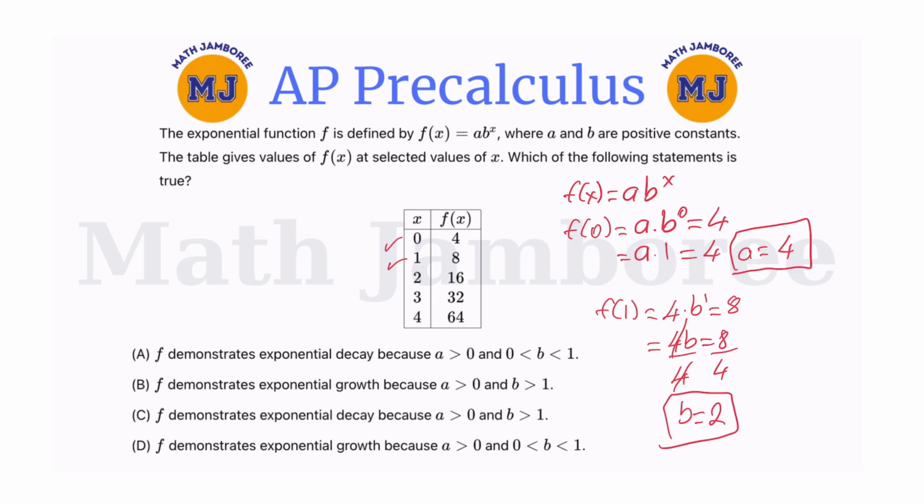Based on this, we can go ahead and eliminate some of the choices. A and D are not the answer. b is greater than 1. And is it growth or decay? As x values are increasing, the y values are also increasing. If you just pay attention, you will realize that. So this is growth, not decay. It's not decay, it's growth. Because of that, choice B will be the correct answer for this specific question.